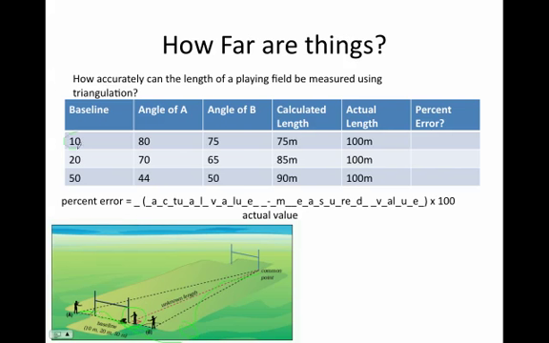So let's say our baseline is only 10 meters apart, angle A and angle B, and calculated, our percentage error is going to be quite high, maybe somewhere around 40%. But let's extend the baseline longer and make it 20. Now our percentage error is going to be only about 30, and if we make an even longer baseline, our percentage error is going to go down to about 10%.